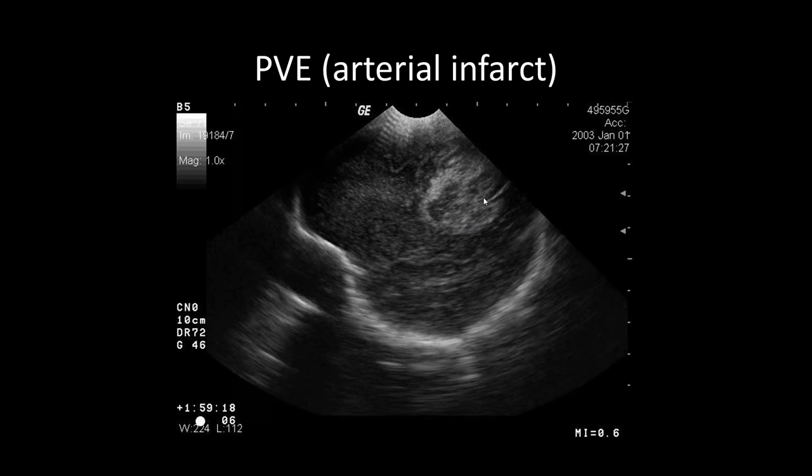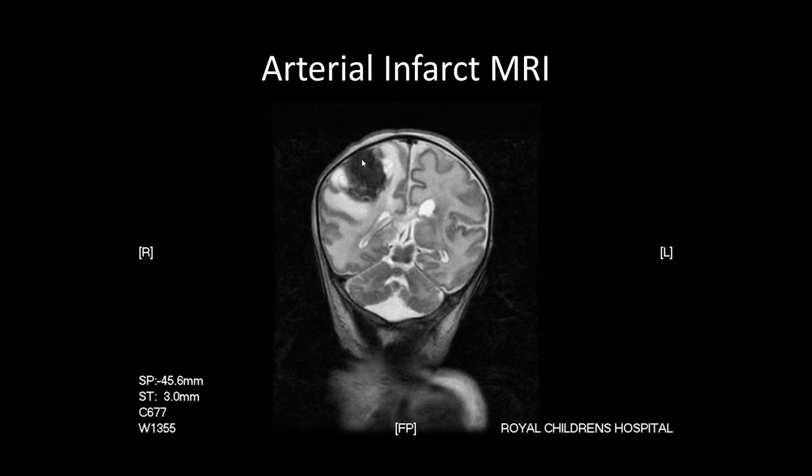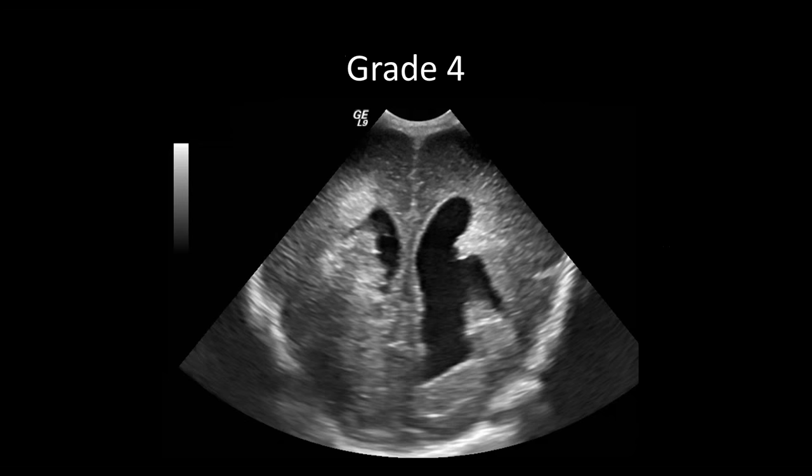This is an arterial infarct, it's quite wide, it's in a circular area, and the MRI confirmed that it was actually an arterial infarct. There's no associated intraventricular hemorrhage. So this is an isolated parenchymal echogenicity, unlike the one associated with intraventricular hemorrhage. And so therefore it's an arterial infarct, not a periventricular venous infarct. Grade 4s are thought to be related to obstruction of the terminal veins which lie on the inferior margin of the ventricle, and occlusion of those inferior veins causes the venous infarct. So once again you have a large hemorrhage with echogenicity and this would be a grade 4.